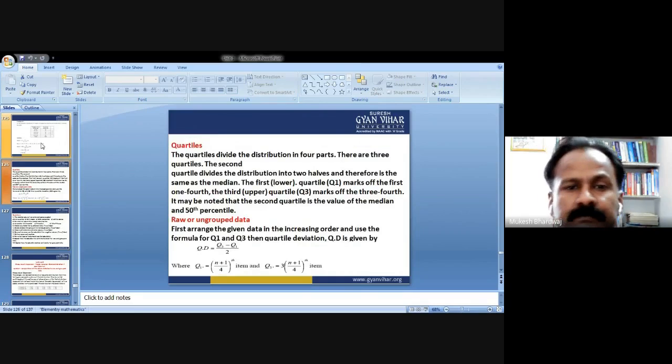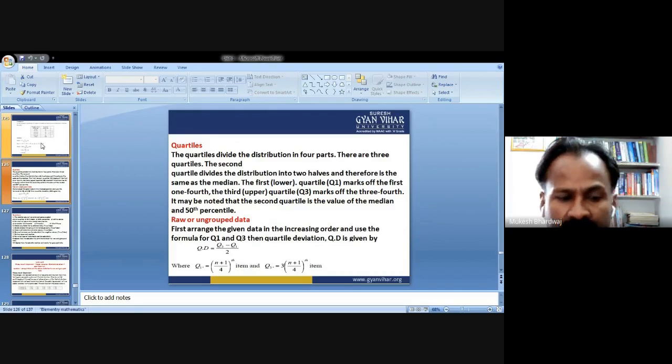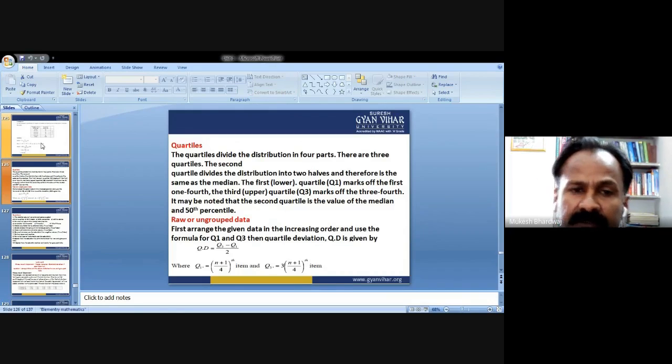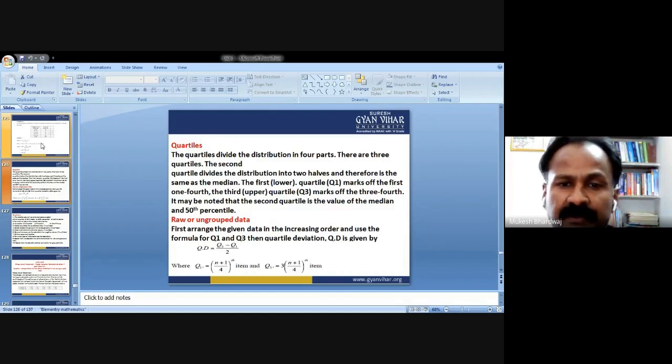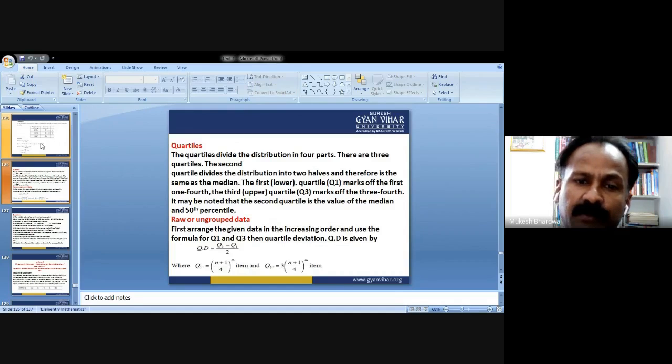Now quartiles. Quartiles are just like percentiles. Percentile means that you divide into 100. Similarly, the quartile divides the distribution into four parts. There are three quartiles. The second quartile divides the distribution into two halves and therefore is the same as the median. The first, lower quartile Q1 marks off the first 1/4, and the third, upper quartile Q3 marks off the 3/4. It may be noted that the second quartile is the value of the median and the 50th percentile.